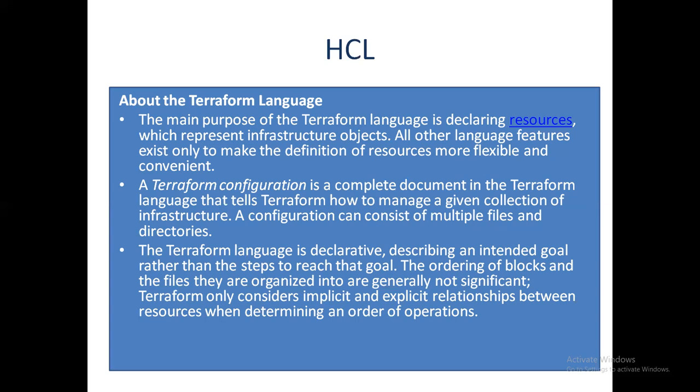So that is it. It's very simple. Ordering of blocks and files is not significant. Terraform only considers implicit and explicit relationships between resources when determining an order. What I mean by implicit and explicit relationships is that in case you want to deploy a VPC and you already declare a subnet, if the subnet is declaring the VPC ID, are you getting me?